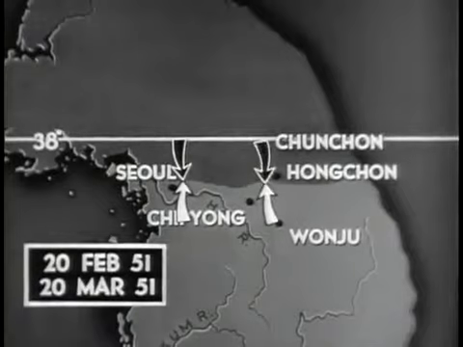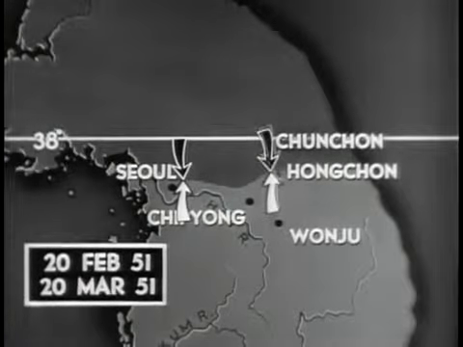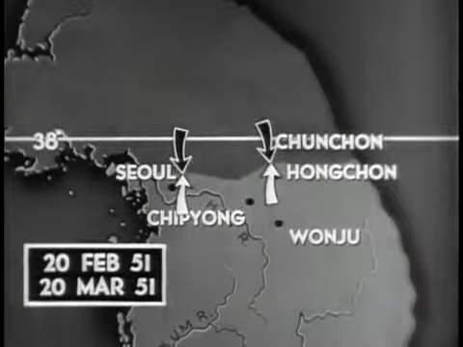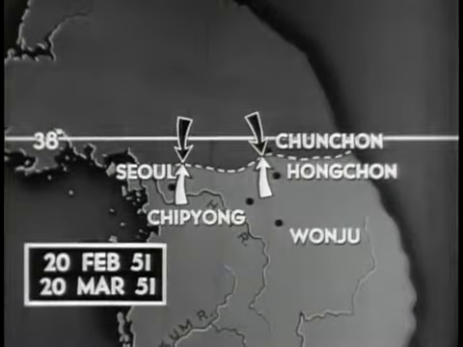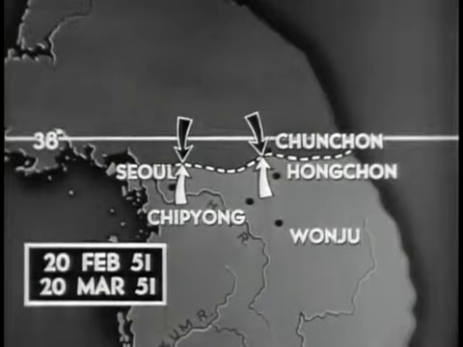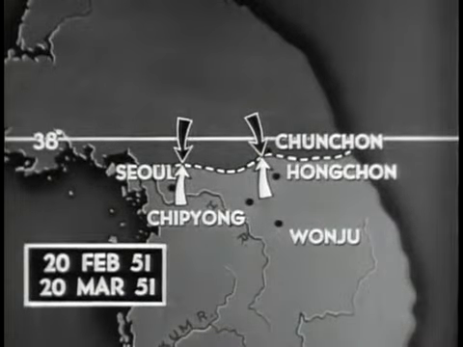UN units in the central sector push beyond Huncheon and threaten the important red supply base of Chunshan. By 20 March, UN forces are closely massed across Korea in a general line 15 or 20 miles from the 38th parallel and continue their advance along all fronts.